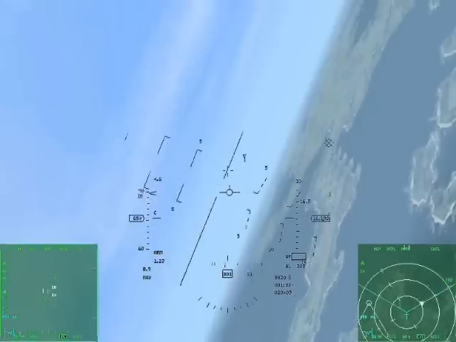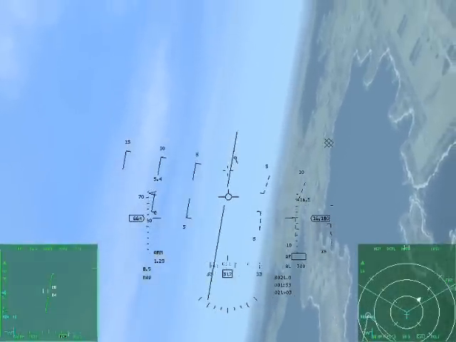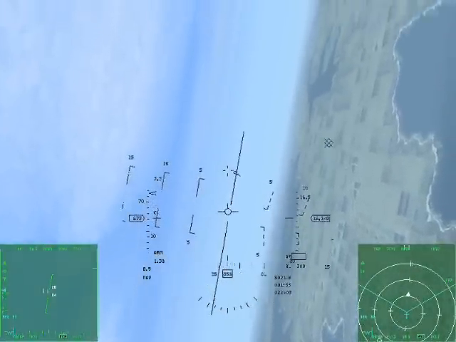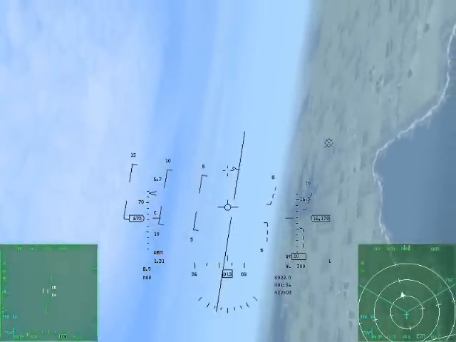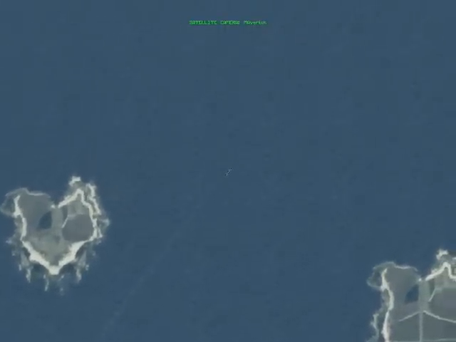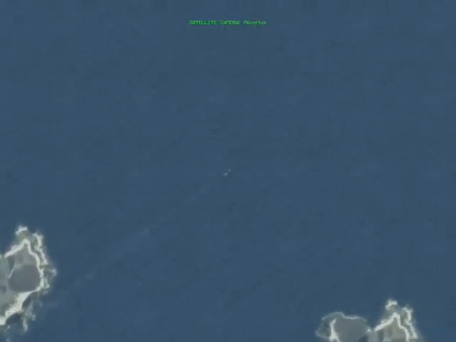Now let's look at the same turn well above corner velocity at 600 to 700 knots. Notice how much larger the turn radius looks in the external view. While it may seem like you are turning faster due to the high rate of speed, in fact your turn rate per second is a bit slower.